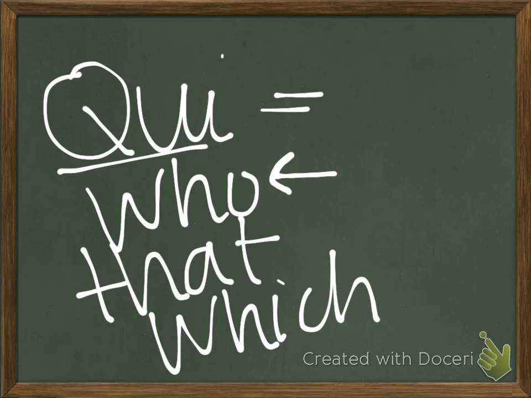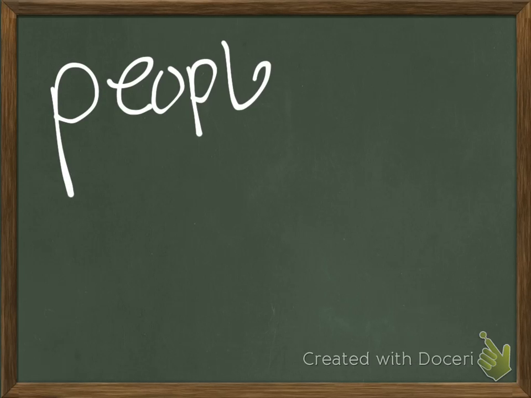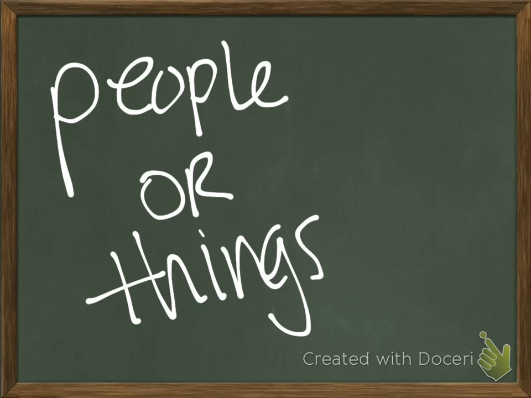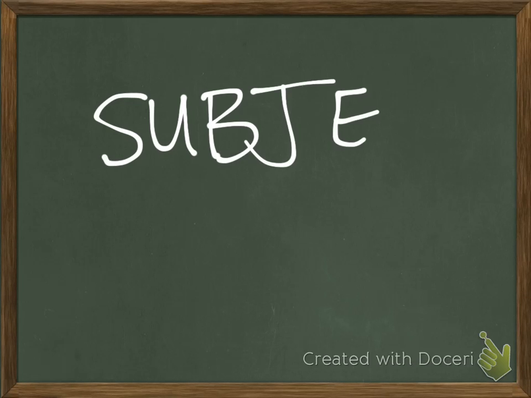But when it comes to qui functioning as a relative pronoun, it may refer to people or to things, which is why it can mean that or which or who, depending on what it's referring to. The other thing that you should know before we get into the examples is that qui is the subject of the verb that comes after it. Okay, so we're going to look at some examples.